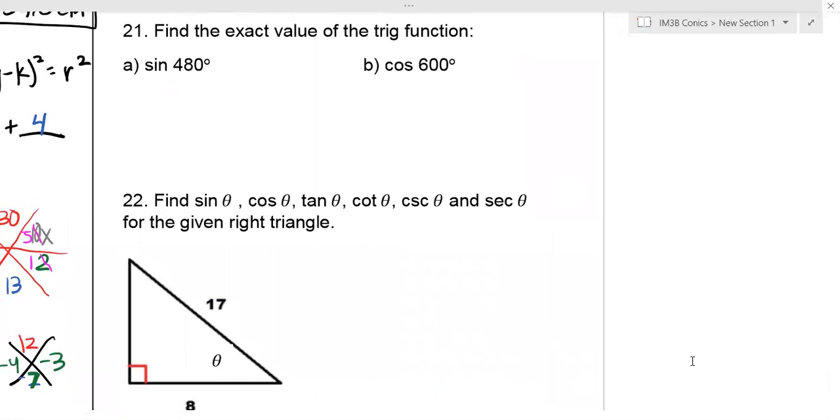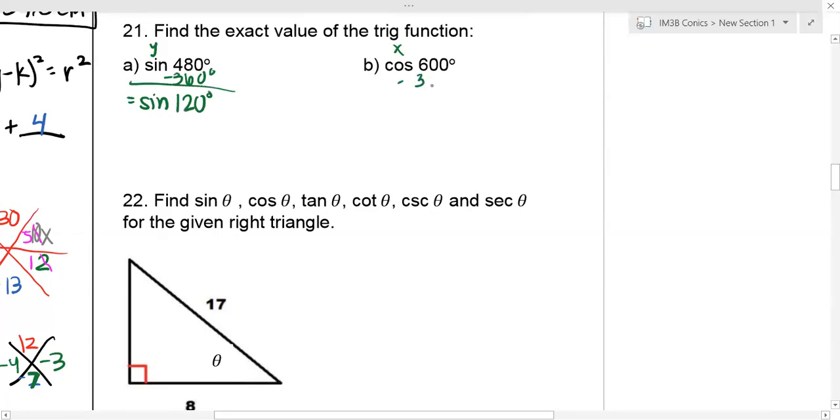Okay, so for these next problems, we're going to need the unit circle. First, we're going to find sine. Remember, sine is the y coordinate and cosine is the x coordinate. Because our unit circle only goes to 360, we're going to subtract 360 from each of these. So this is really asking us something equivalent to sine of 120 degrees. And for the second one, if we subtract 360, they're really asking us what is cosine of 240 degrees.